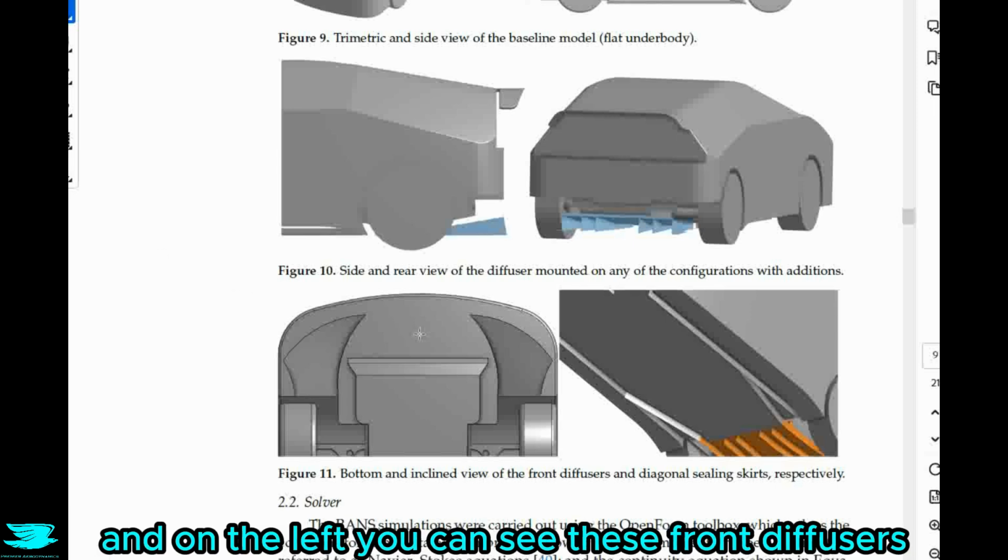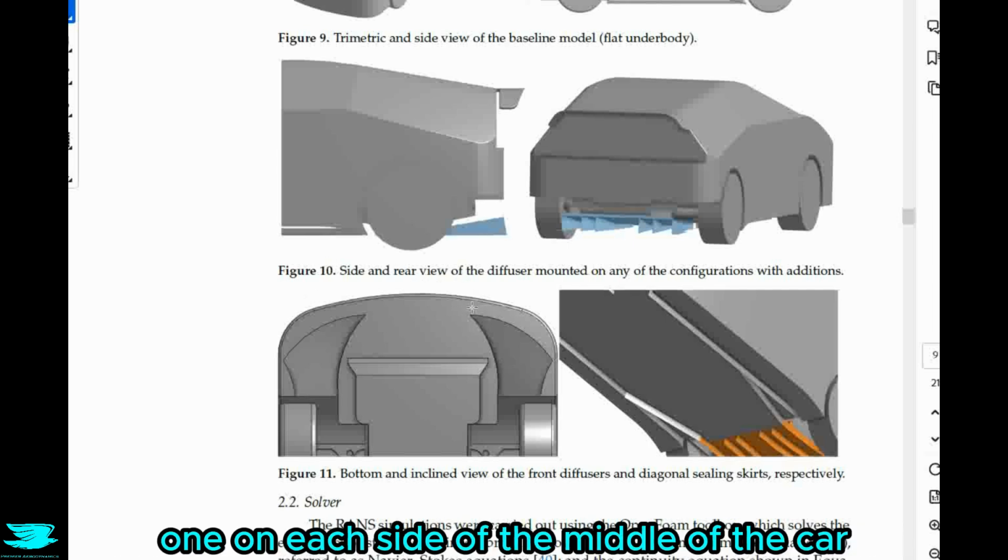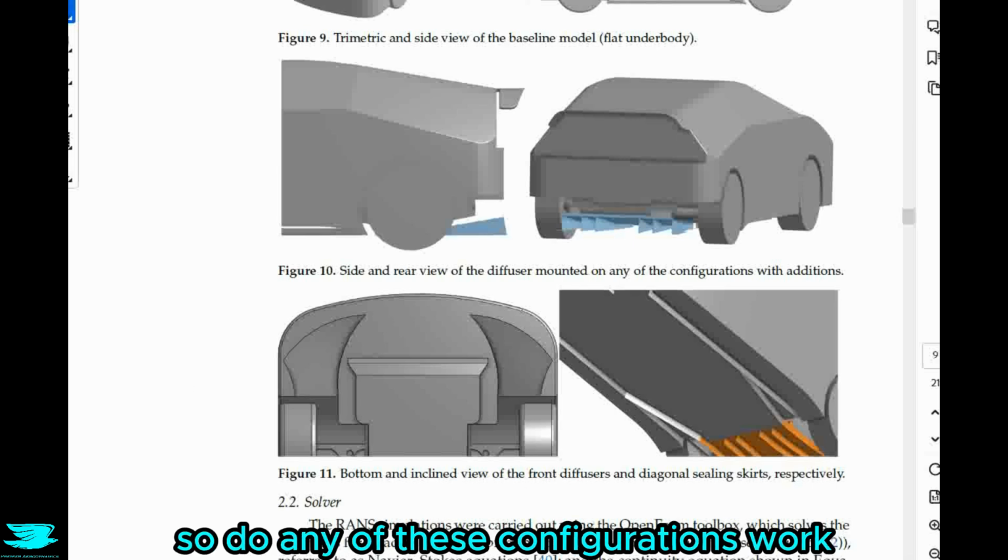And on the left here, you can see these front diffusers. So you can see this is the front of the car, and we have cutouts, one on each side of the middle of the car. These are front diffusers here. So do any of these configurations work? Let's find out.